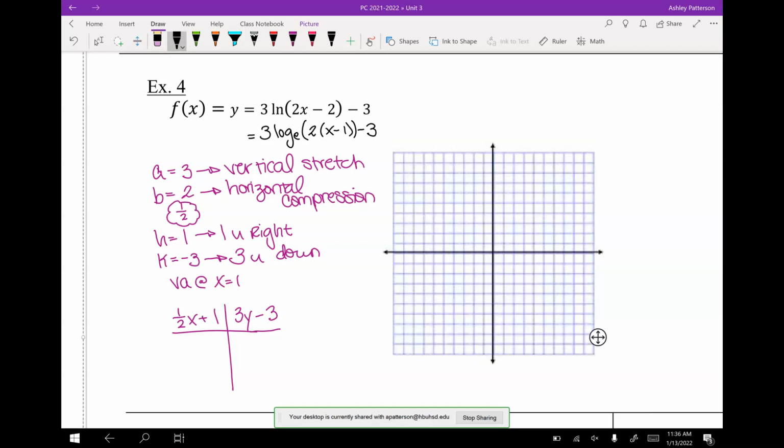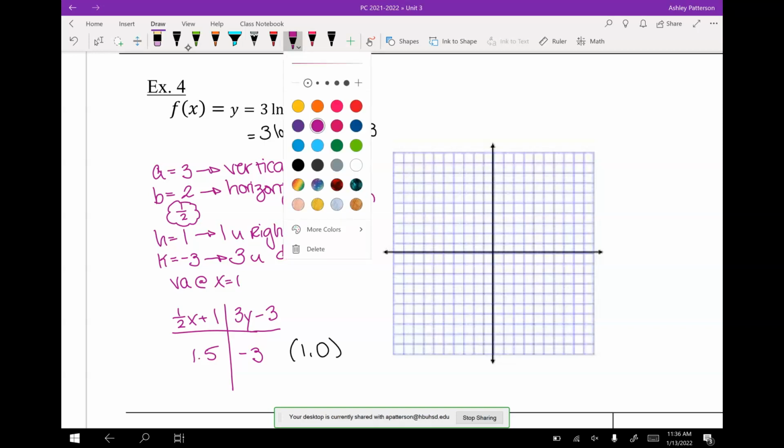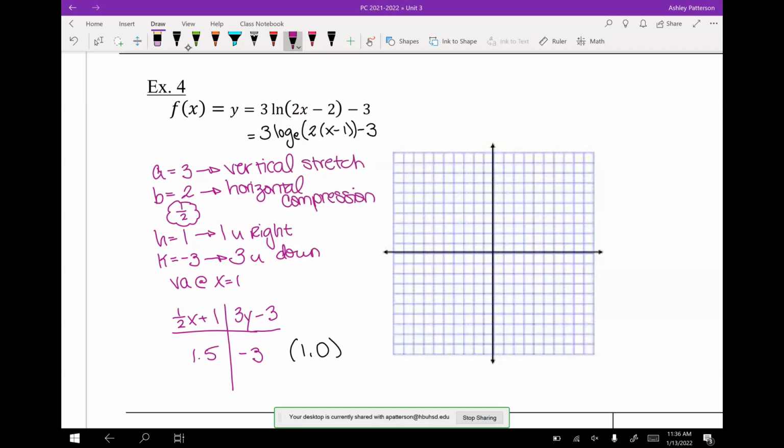What's the point that we're transforming? 0. Very good, 1, 0. If we substitute in 1, we get 1.5. If we substitute in 0 for y, we get -3. Okay, let's plot those, well, the 1 point and our asymptote. Let's draw that in, and then we'll talk about the shape of the graph and see if there's any sort of change we need to think about.